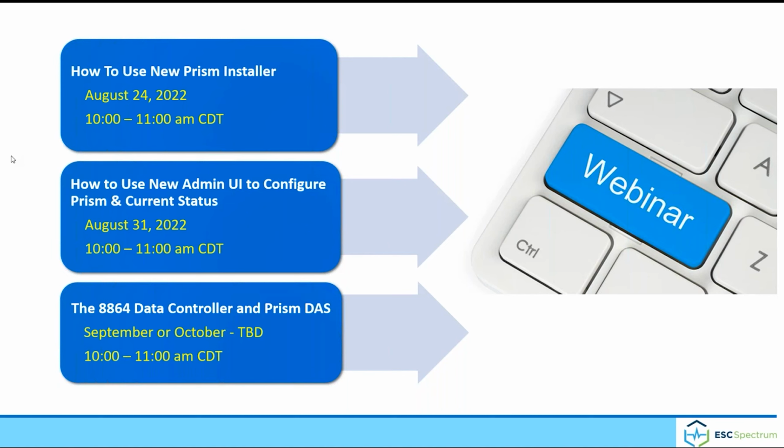And the third one, which we still need to schedule, is right now probably sometime in September or October. We are going to talk about how to set up the 8064 data controller with the Prism desk, including some demos and some pitfalls you might get into.